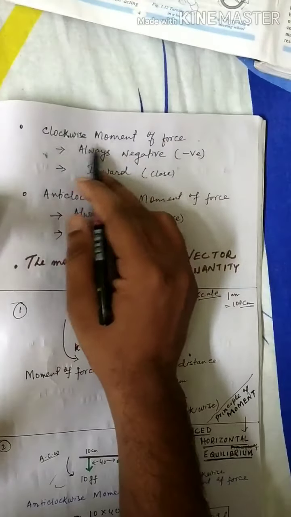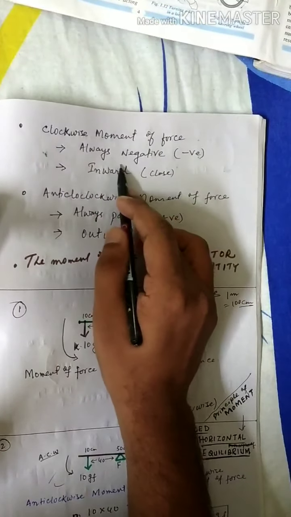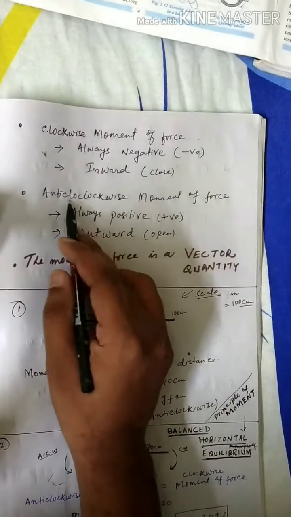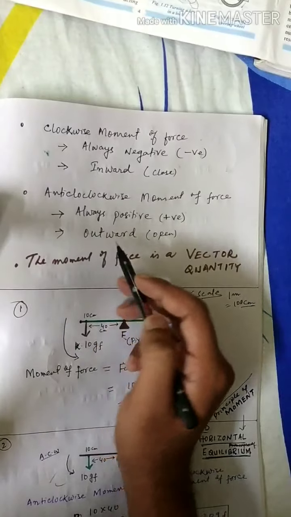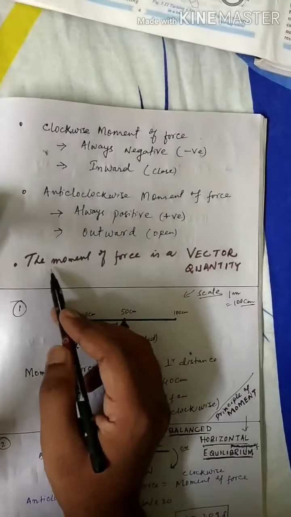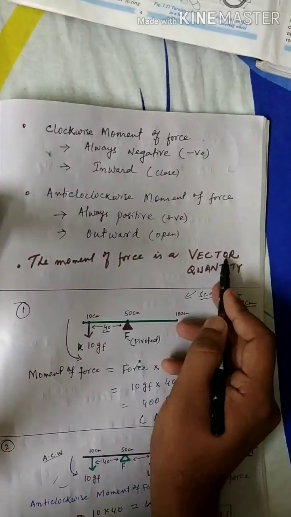So the clockwise moment of force is always negative, and it is inward, used to close or tighten something. And the anti-clockwise moment of force is always positive, and it is outward. That means something will open. Okay, and one more thing, very important: the moment of force is a vector quantity.